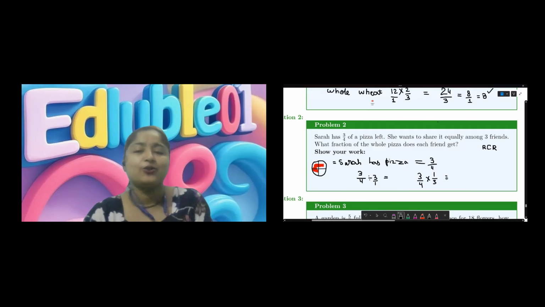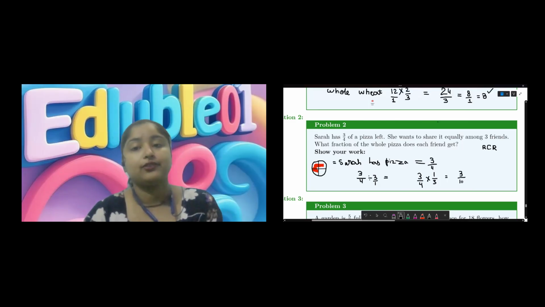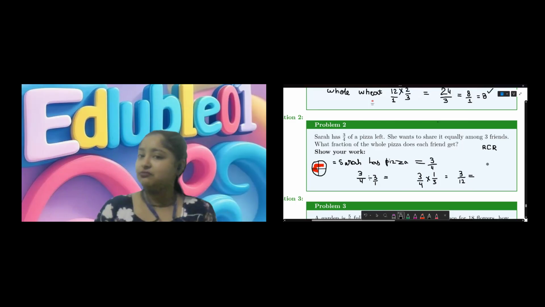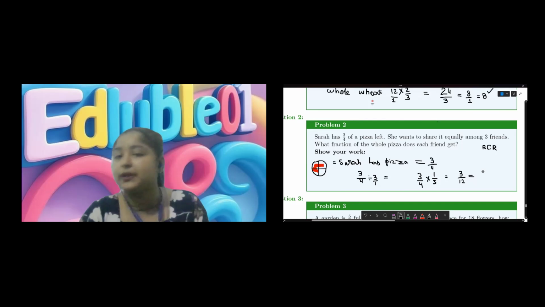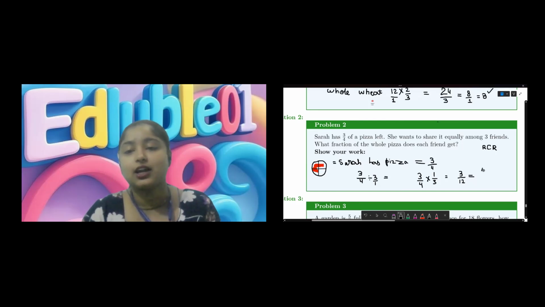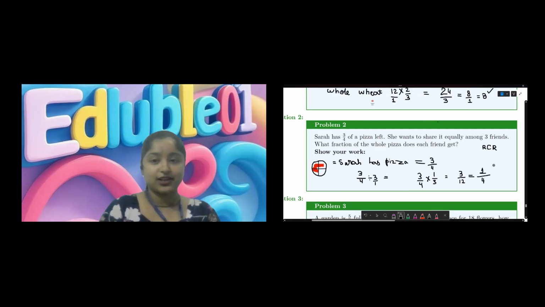Now you know clearly how to multiply, right? 3 times 1 is going to give you 3, and 4 times 3 is going to give you 12. Clearly 3/12 is your answer, but you can leave it till here. That's also fine, but you can further simplify it as well, right? You can simplify both the numbers with the 3 times table: 3 times 1 is 3 and 3 times 4 is 12. So 1/4 you can clearly say, right?